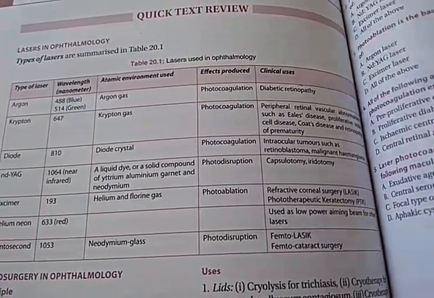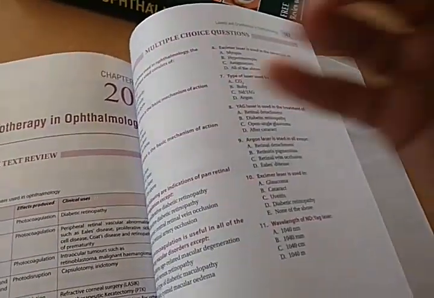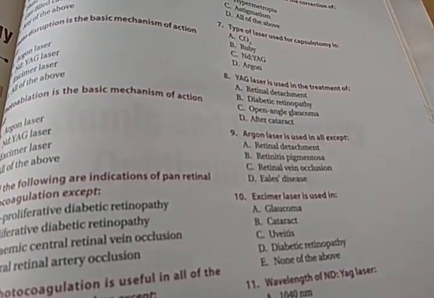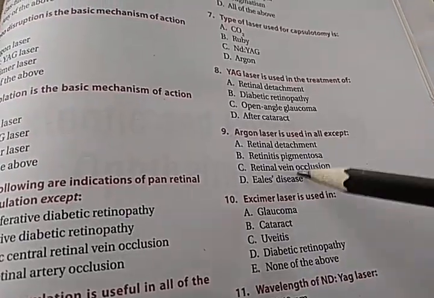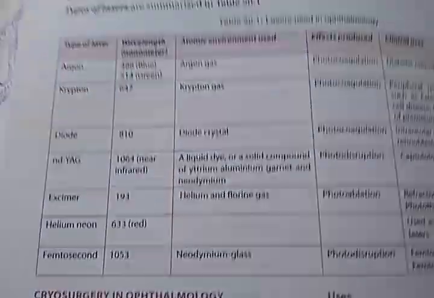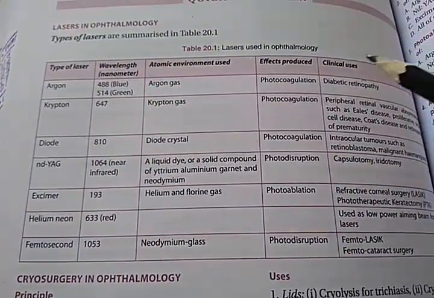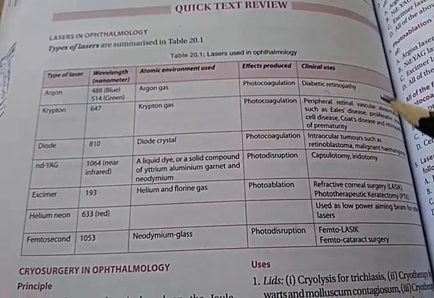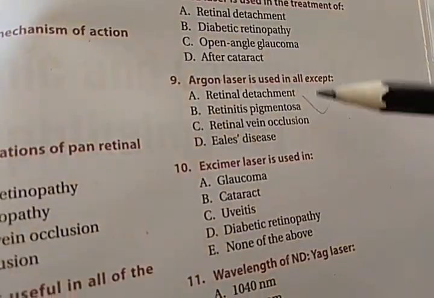Okay. Do you want to take an MCQ, guys? What do you say? Or shall we just turn the pages? Argon laser is used in all except. So where is it used? Argon laser, we just now saw. Wait, let's read this. Argon laser is used in diabetic retinopathy, they are saying. But they're asking an except question. That means that it must be used in many more conditions, which they didn't give here.